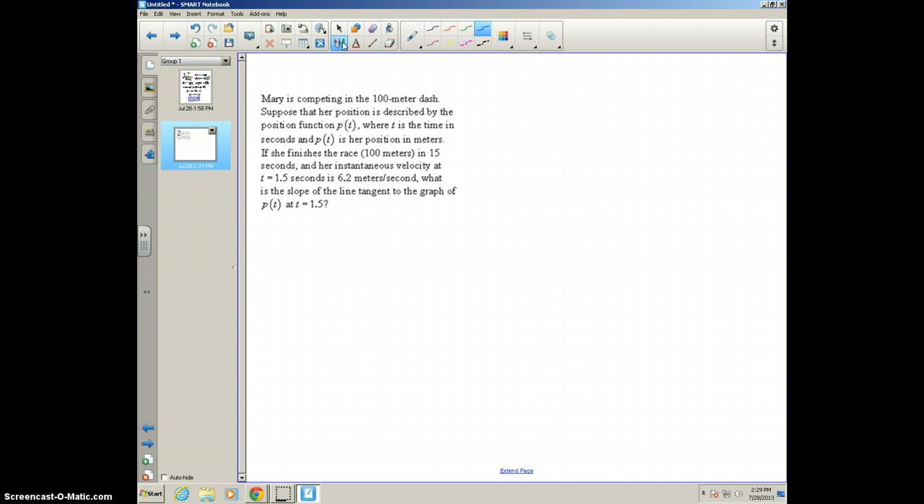We have this information here that at t equals 1.5 seconds, her velocity is 6.2 meters per second. And what we're looking for is the slope of the line tangent to the graph of p(t) at 1.5. Basically, we have a graph here. We have position and we have time. Okay, and this is p(t).